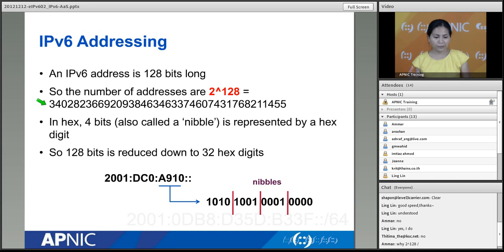So each hexadecimal digit is actually equivalent to 4 bits. Okay, so let's say you have a 0 hex. A 0 in hex is equivalent to, let me type that, 0000 in binary. Okay, so 1 hex digit is 4 binary bits. So if you can see this, I typed something here.